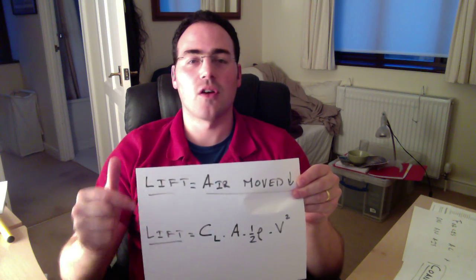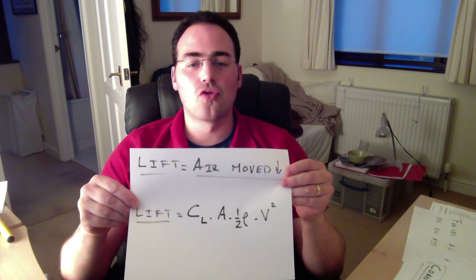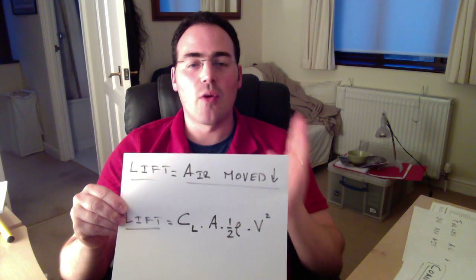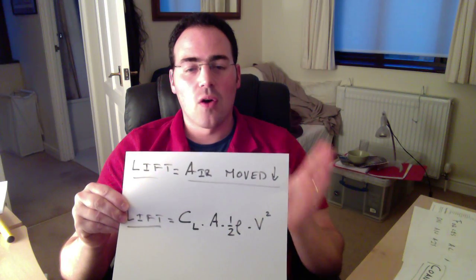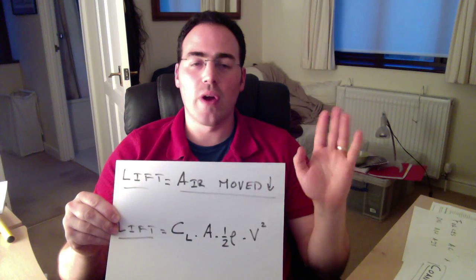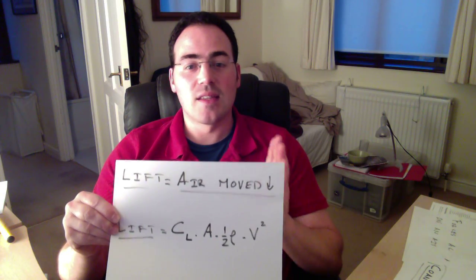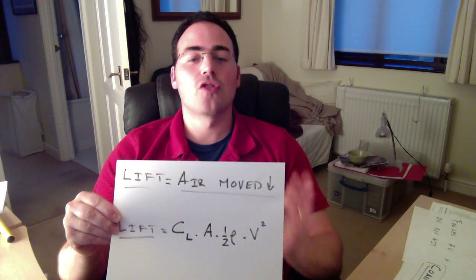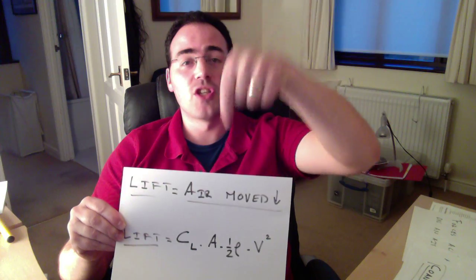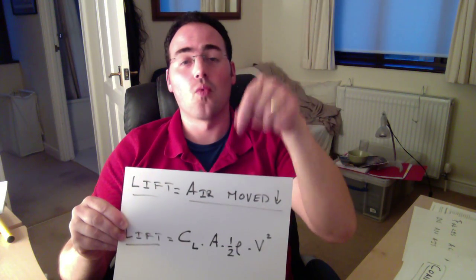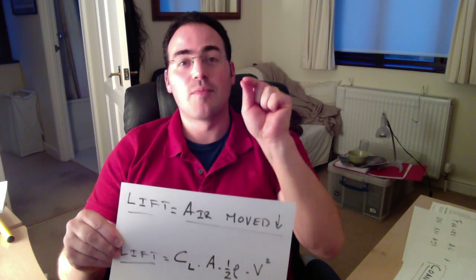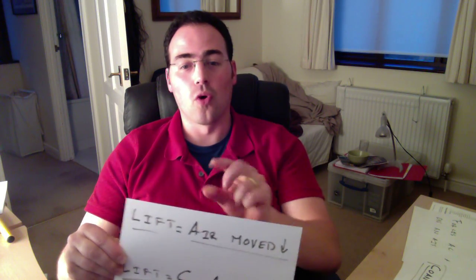I'm going to leave you with the formula, and I'm not going to explain it fully, but you've got loads of information on that on the net. Lift is equal to CL, the lift coefficient, times A, the area of the wing, times half rho, where rho is the air density, times V squared, where V is the true air speed. And that is it. CL is a function of the angle of attack. So in this formula, you've got all the parameters you need to understand why planes fly. And that's because the wing moves air downward.